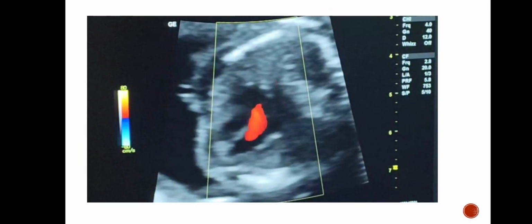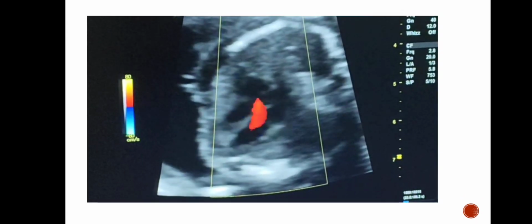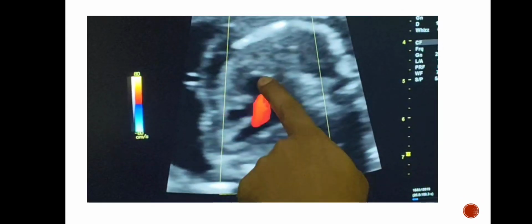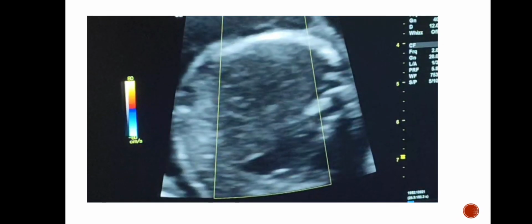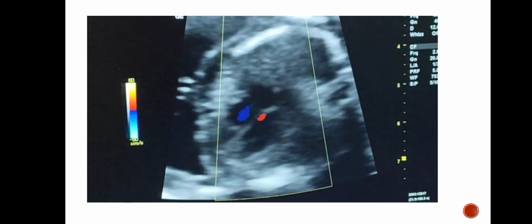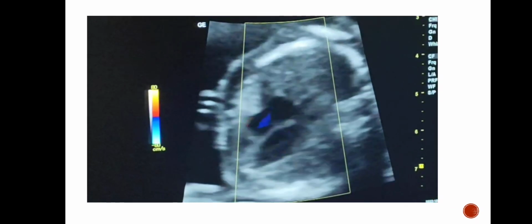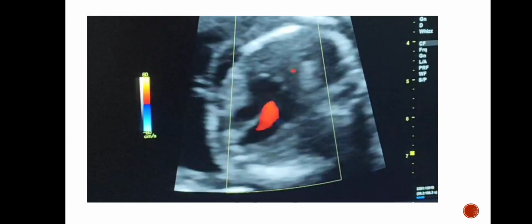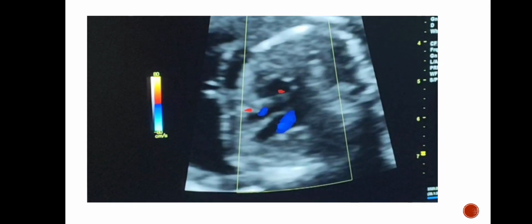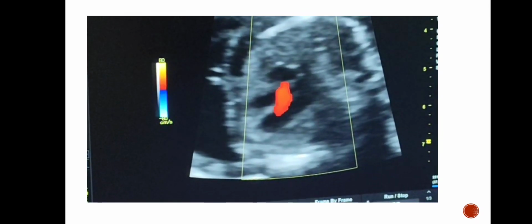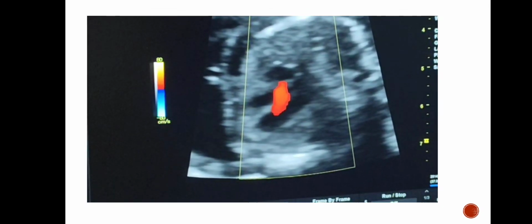See this video. Observe this video of transverse four chamber view of the heart. Two symmetrical atria and two symmetrical ventricles are seen with normal rhythm. Is there any abnormality here?